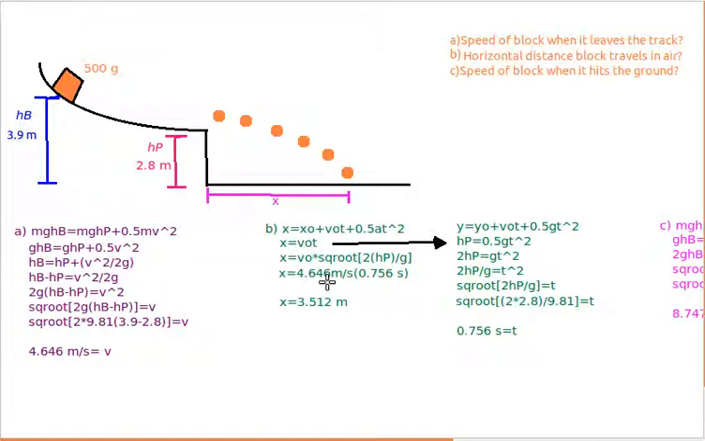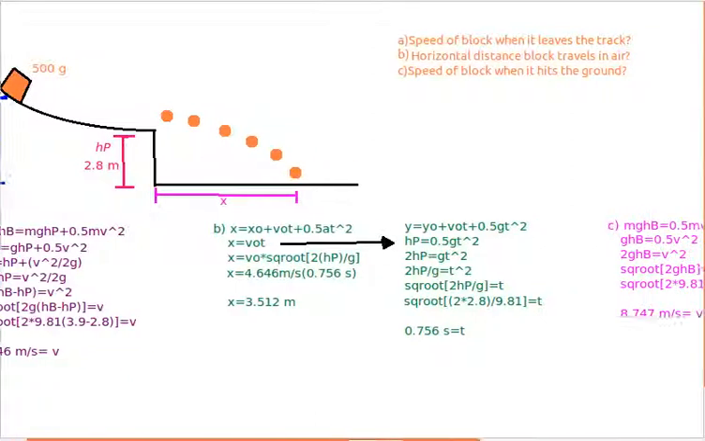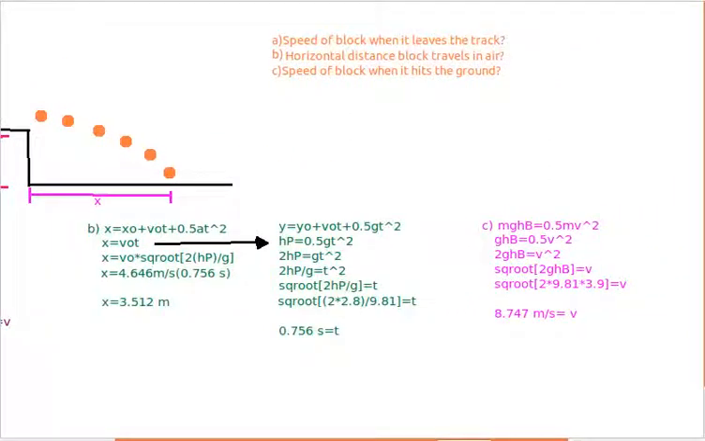So we can plug this number that we found back into our original equation. So this is the velocity from the first question, then we have our time from this question, plugging them back in, and we multiply them, and we get our horizontal distance that the block travels in the air to be 3.512 meters.